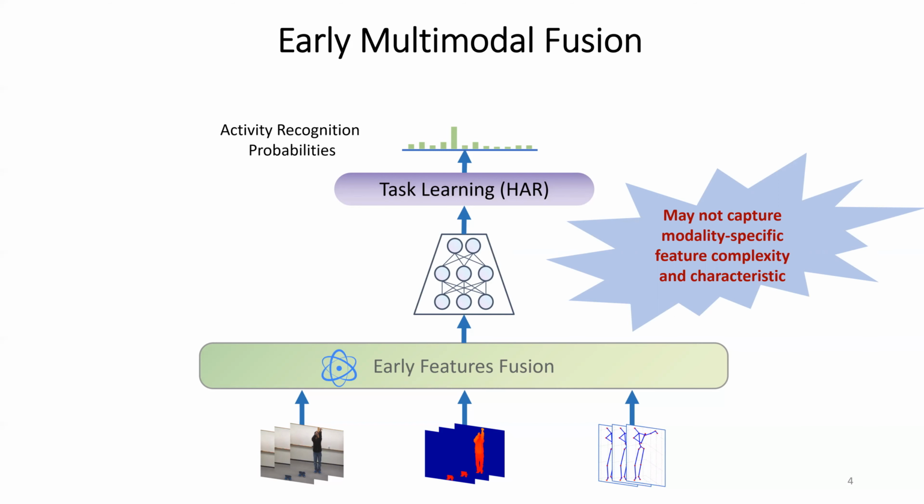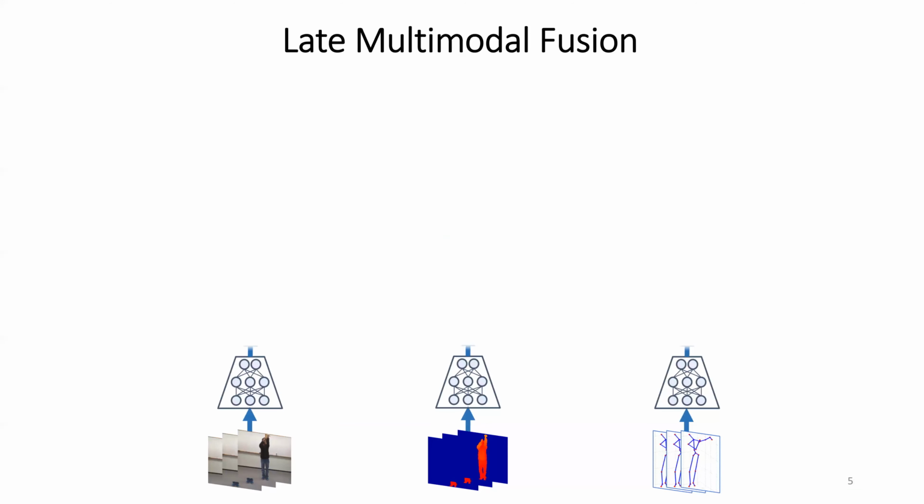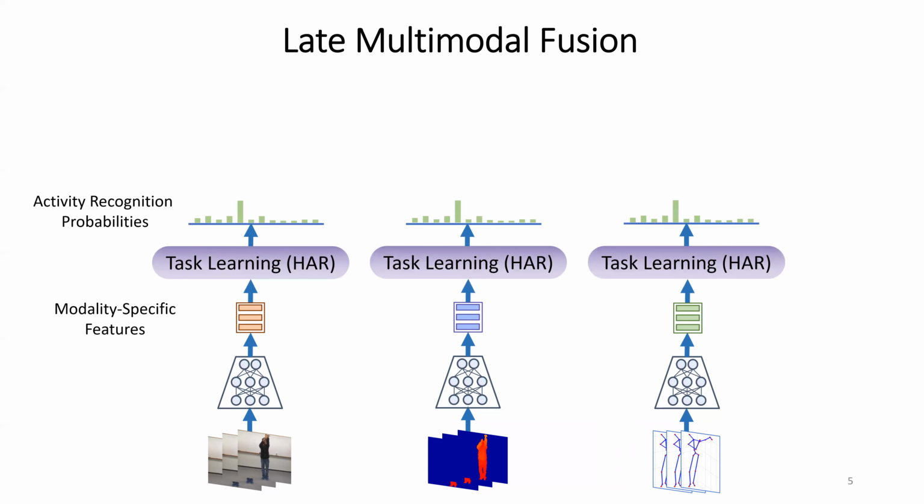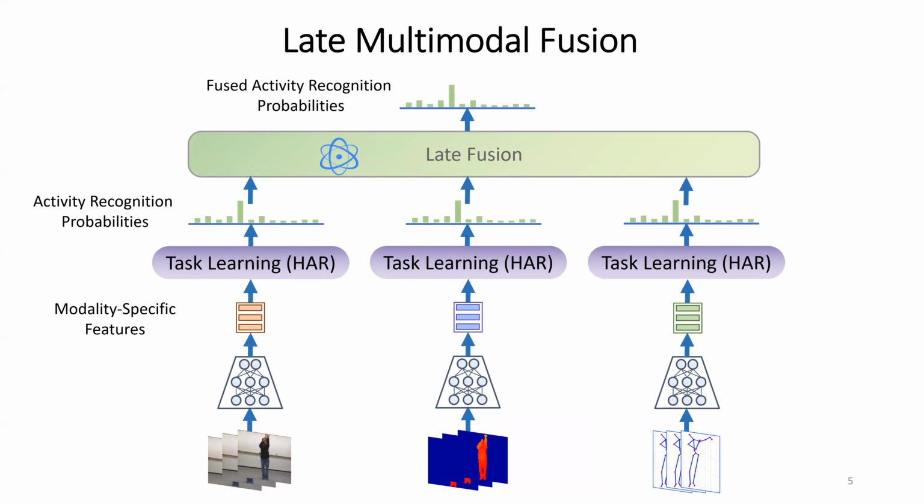To address this issue, the late multimodal fusion approach has been proposed. In late multimodal fusion, each modality is passed through a modality-specific learning network, which produces the modality-specific features. Then these features are used by the task learning network to produce activity recognition probabilities independently for each modality. Then this output is fused to produce the fused activity recognition probabilities.